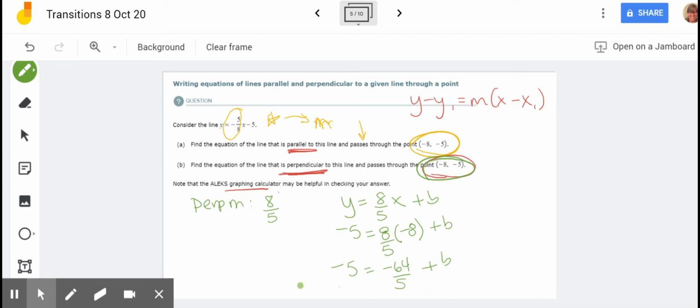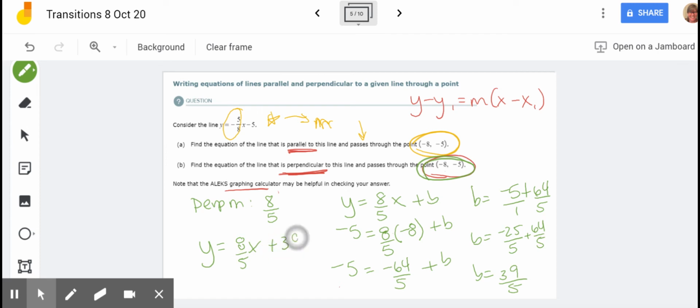And then I have to add 64/5. So b is equal to -5 plus 64/5. If I put that over 1, b is equal to -25/5 plus 64/5. b is equal to 64 minus 25, which is 39/5, I believe. Let me see. 5 plus 9 is 14. Carry the 1 is 6. Okay. There you go. That is a weird answer. So you would get y equals 8/5 x plus 39/5.